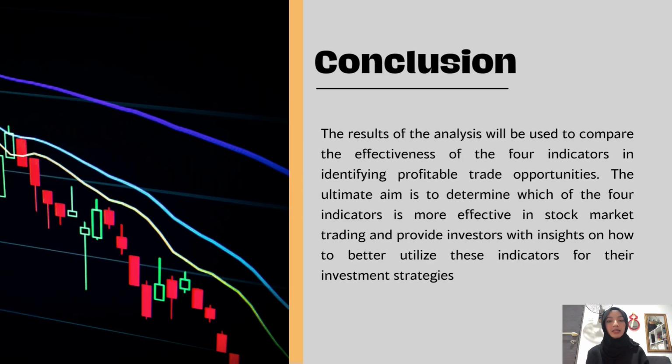Last but not least, here's the conclusion of this chapter. The results of the analysis will be used to compare the effectiveness of the 4 indicators in identifying profitable trade opportunities. The ultimate aim is to determine which of the 4 indicators is more effective in stock market trading and provide investors with insights on how to better utilize these indicators for their investment strategies. That is all for my final year project presentation.